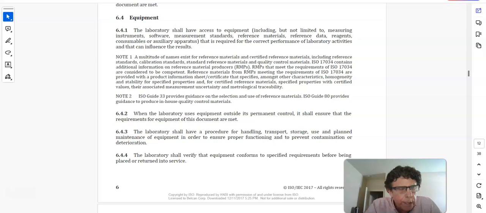So really calibration is discussed in a few different sections of the standard, mainly section 6.4 and 6.5, and also a little bit of section 6.6 when we talk about externally provided products and services, which is really where, if you're hiring a calibration vendor or somebody to do calibrations on site or off site or what have you, there are some requirements in section 6.6.